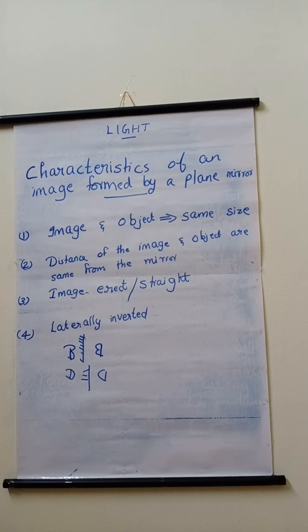The phenomenon due to which the right of an object becomes the left of the image and vice versa is called lateral inversion. So lateral inversion means the right of an object becomes the left of the image. For example, if you raise your right hand before the mirror, your image will raise its left hand. So that's all about the characteristics of an image formed by a plane mirror.